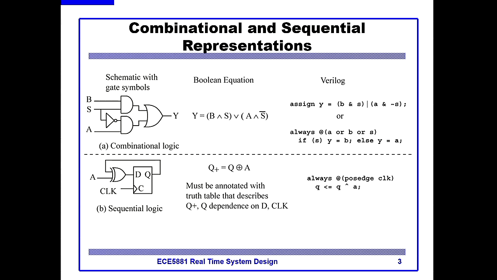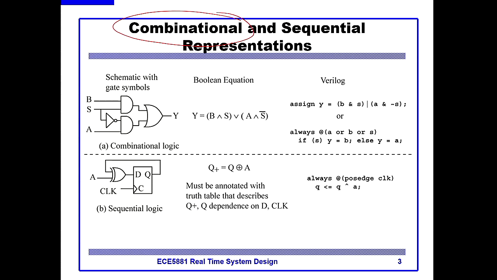Okay, so we're looking here at combinational versus sequential representations. Today we're going to focus on the combinational, which is where the output of a logic circuit depends only on the current inputs. So you change an input, and the output propagates to a new output. But it cannot store any information in a combinational circuit. Sequential circuits can store information, and the output then depends on the current inputs plus the history of previous inputs. So they're storing information.